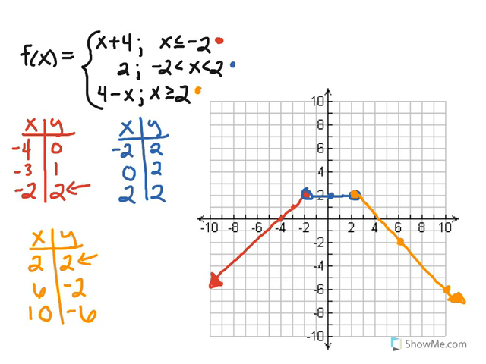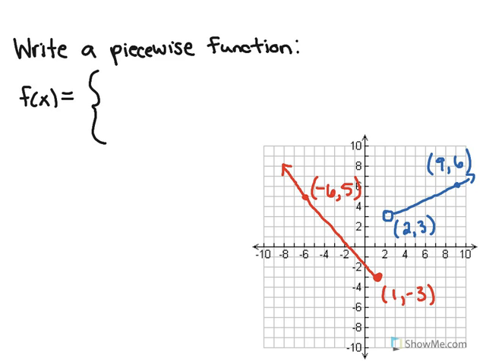What we're going to look at next is how to actually write a piecewise function when we're given the graph. So let's take a look at that. Okay, so here we go. In this graph, as you can see, we've got two different pieces. We have this red line, including the points negative 6, 5, and 1, negative 3. And we have the blue line, which includes the points 2, 3, and 9, 6.